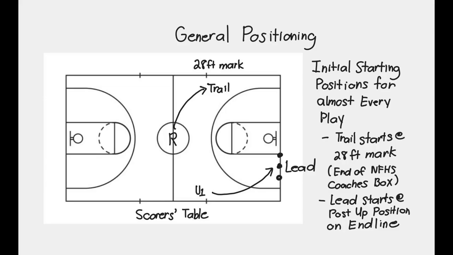This diagram highlights what we just discussed earlier. If our jumper on the left's team wins the jump ball, our referee will become the trail and move to the 28-foot mark. Our U1 will become the lead and move to the 3-foot mark, which is called the post-up position. Let's also note that the 28-foot mark, in which our new trail starts, is the end of the NFHS coaches box.